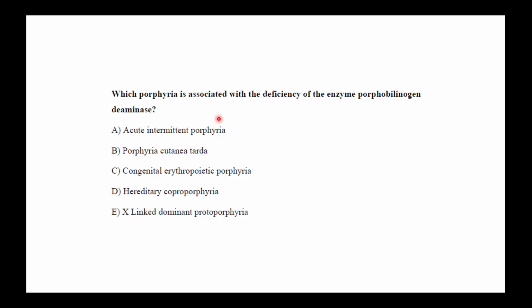Which porphyria is associated with the deficiency of the enzyme porphobilinogen deaminase? Option A, acute intermittent porphyria. Option B, porphyria cutanea tarda. Option C, congenital erythropoietic porphyria. Option D, hereditary coproporphyria. And option E, X-linked dominant protoporphyria.